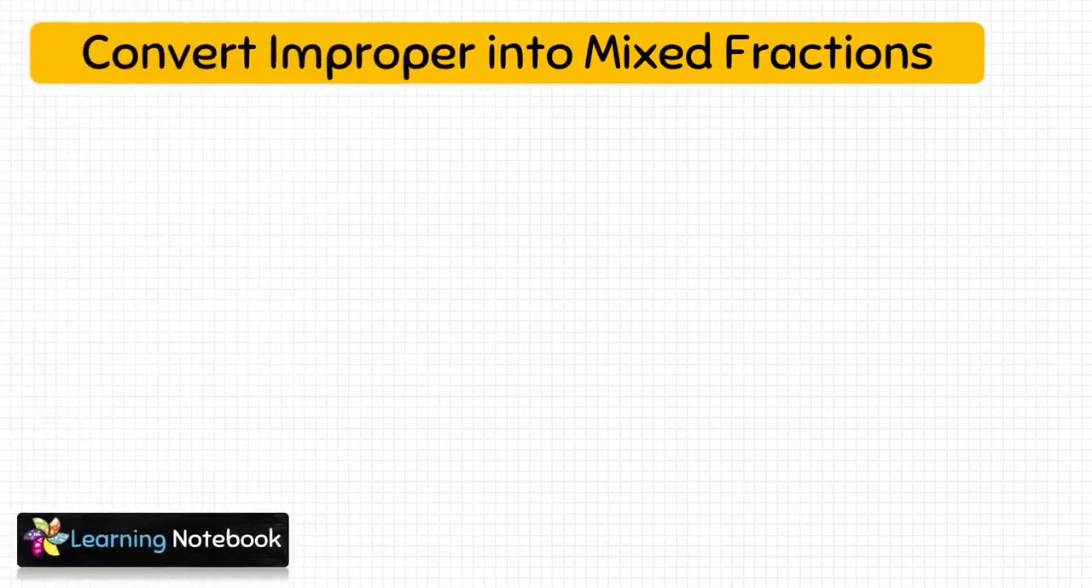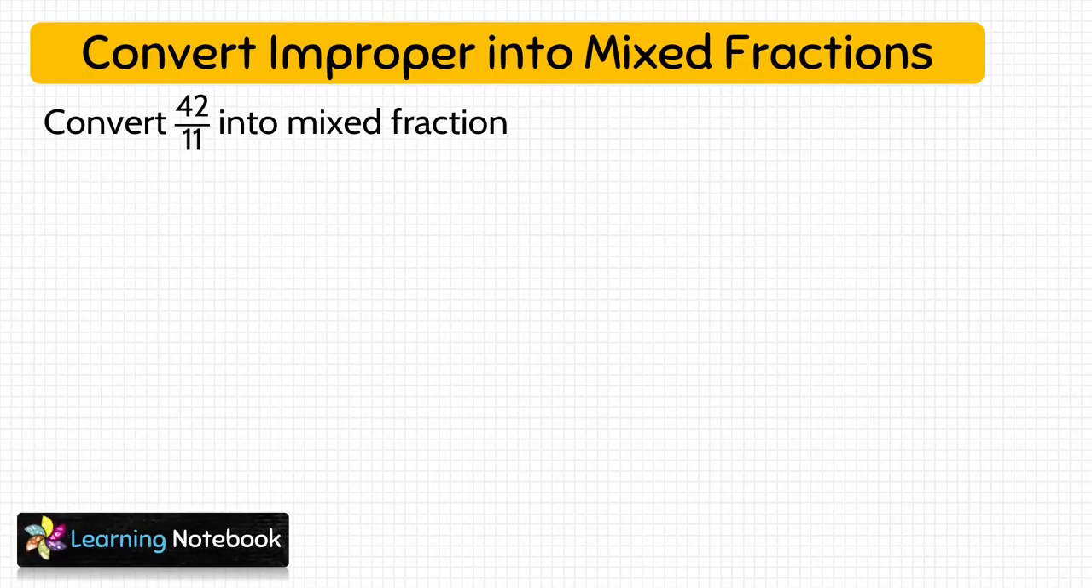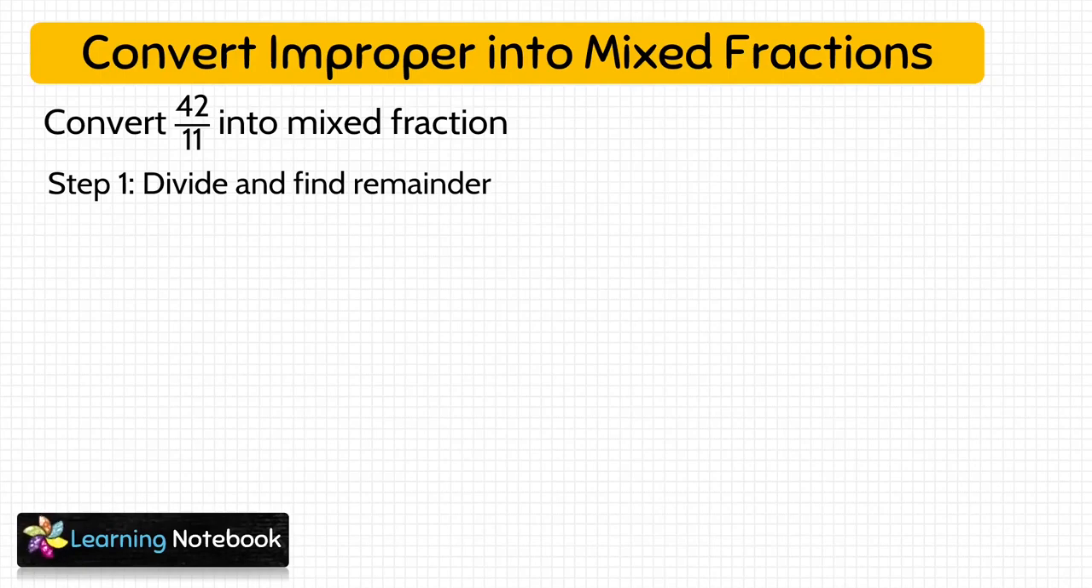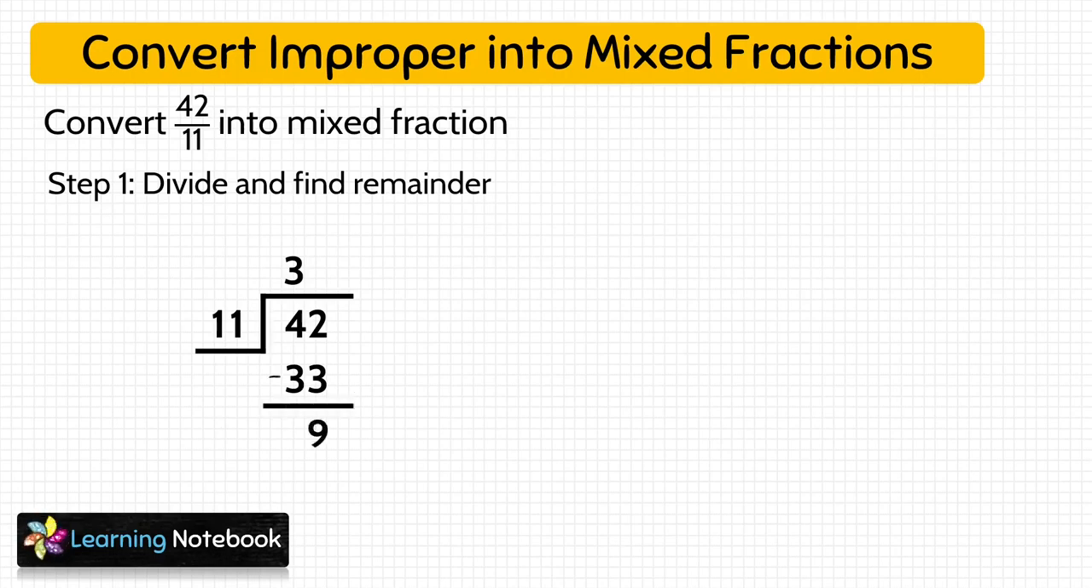Let's do one more question. Convert 42 by 11 into mixed fraction. So again, we will do this in 2 steps. Step 1 is divide and find remainder. So let's divide. 11 into 3 equals 33 and 42 minus 33 equals 9. So our first step is complete.